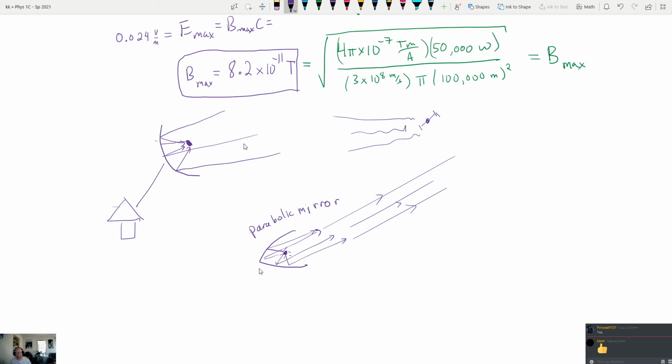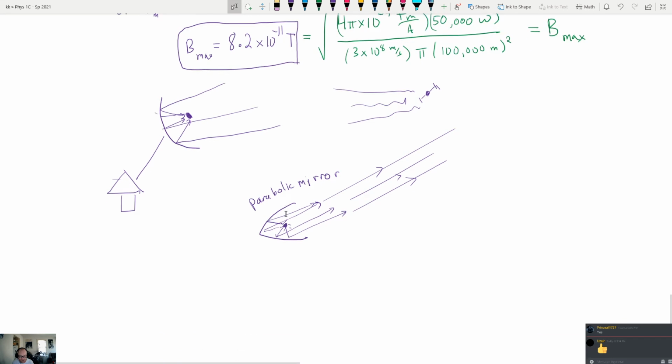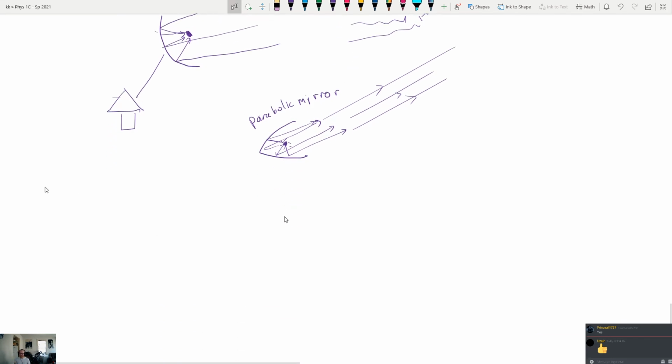Okay. So one last topic. How much time do we have? This is the last thing we're going to talk about, so even if we go a little over, I think it's fine. So we're talking about radiation pressure and momentum.